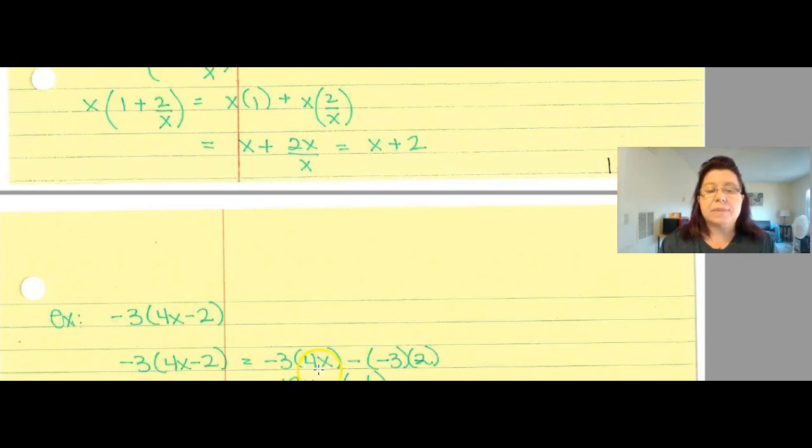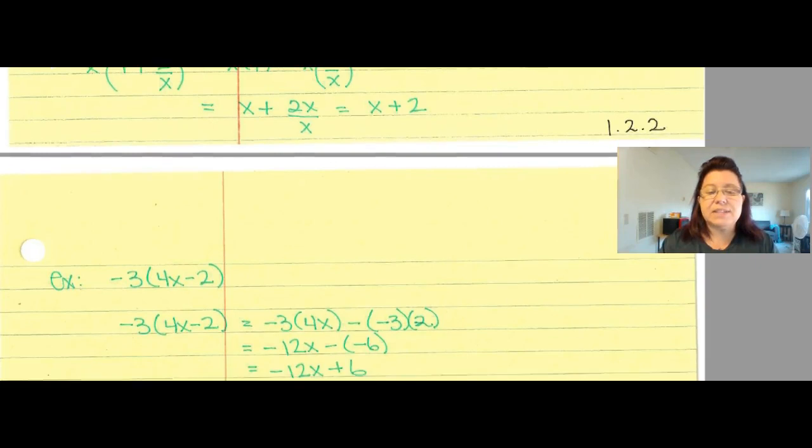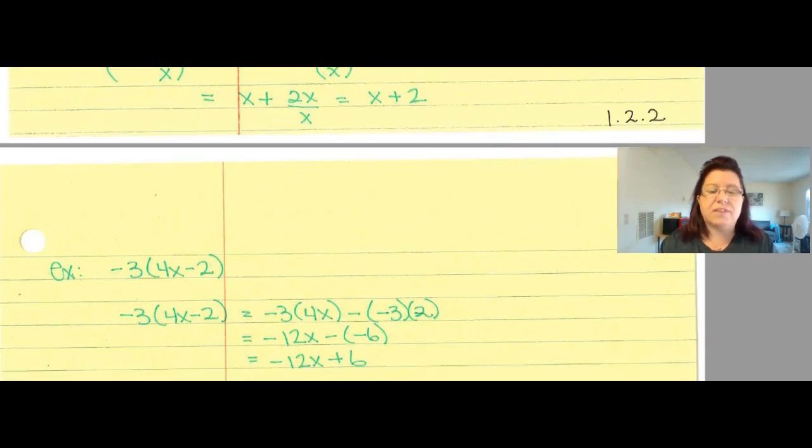Negative 3x times 4x minus, that's the minus inside the parentheses, negative 3 times 2. Negative 3 times 4x is negative 12x. Negative 3 times 2 is negative 6, so I have negative 12x minus negative 6. And the minus negative 6 is really the opposite of negative 6, which is positive 6. So our result is negative 12x plus 6.